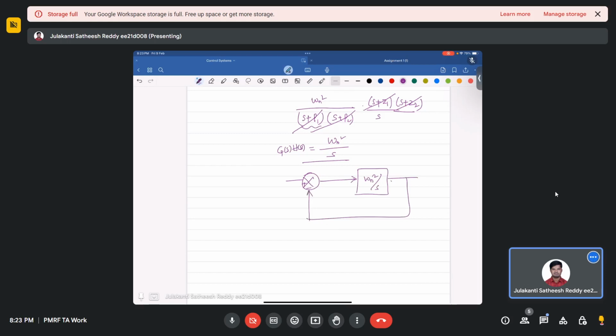It is just like a first order, right? So omega n square by S, divided by 1 plus omega n square by S. This is the overall transfer function. See, now the system will become first order, so you will not have any damping.